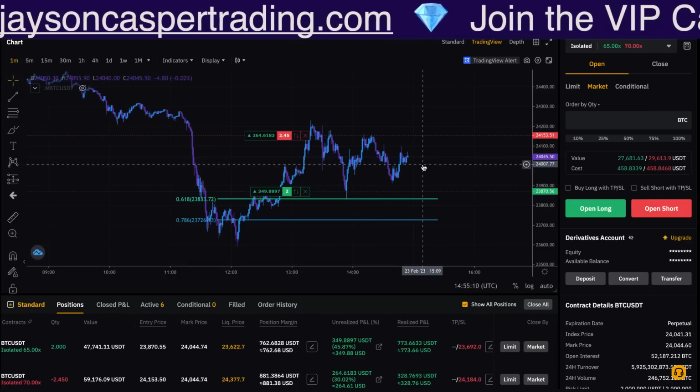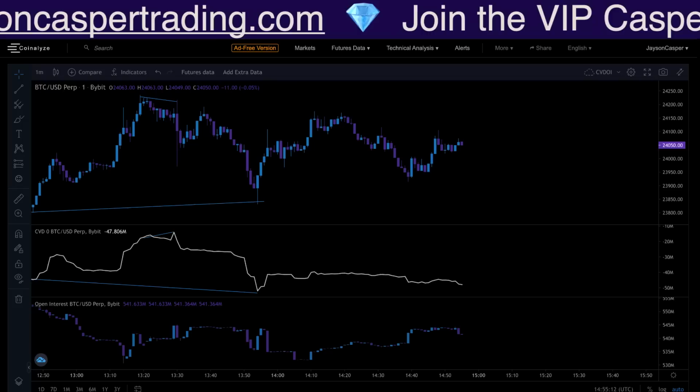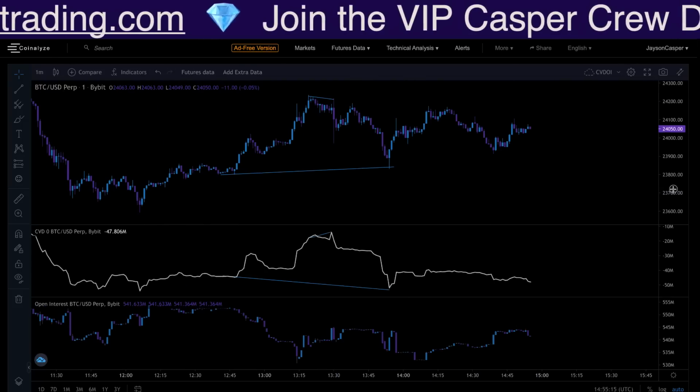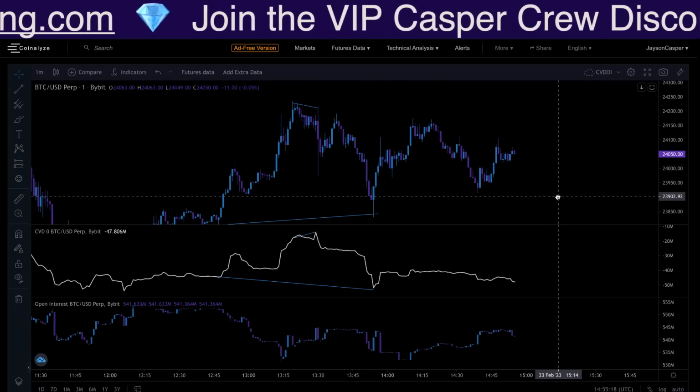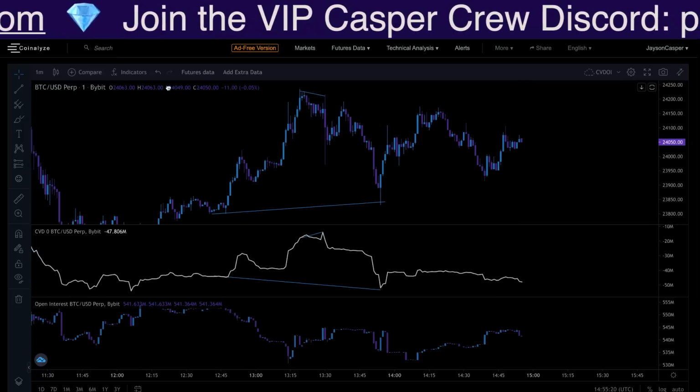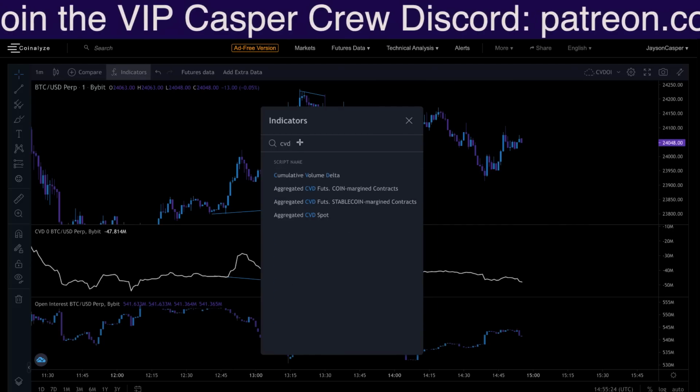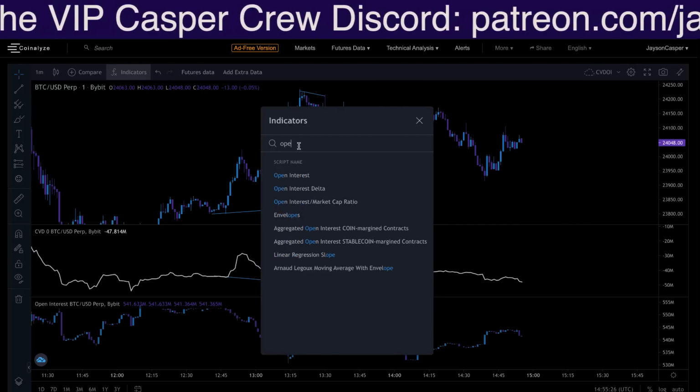But what exactly is a CVD divergence? A CVD divergence is basically absorption. Okay, we can go to a tool called coinlines.net. It's a totally free tool. You can create a free account. Then we can go to indicators and type in CVD, cumulative volume delta, and open interest.